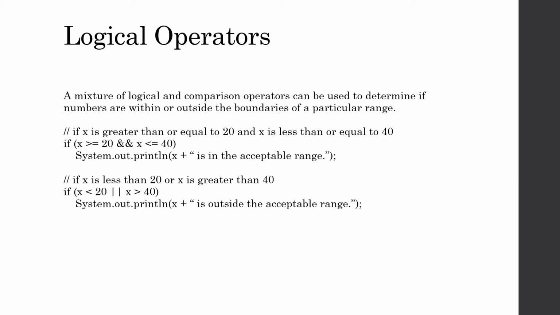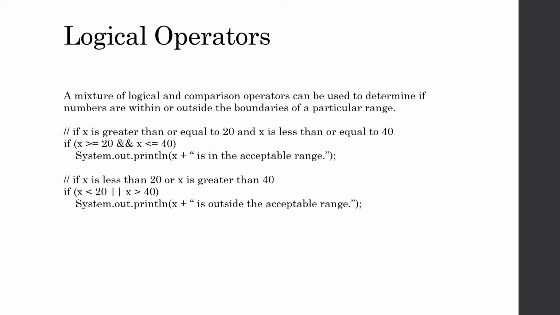So the first case that we've got right here, we're saying if x is greater than or equal to 20 and x is less than or equal to 40, then we can go ahead and print out the statement that x is in the acceptable range. And we can also see in the if statement, we're saying if x, and then we see the greater than or equal to operator, and then 20. So we're doing that comparison there. And we're saying if x is less than or equal to 40. So we've got that other comparison on the other side.